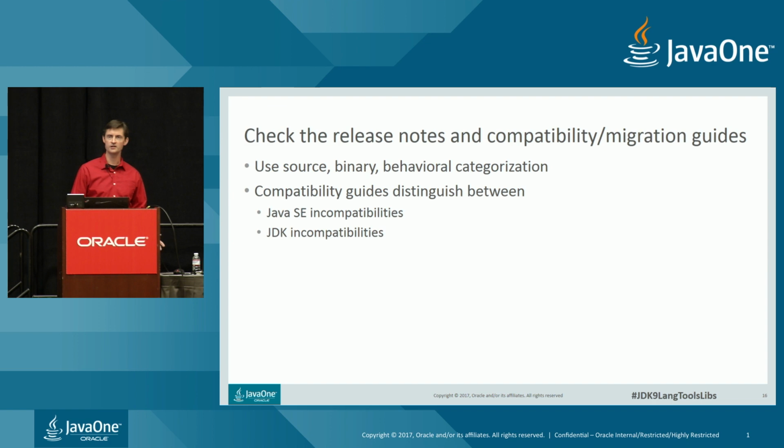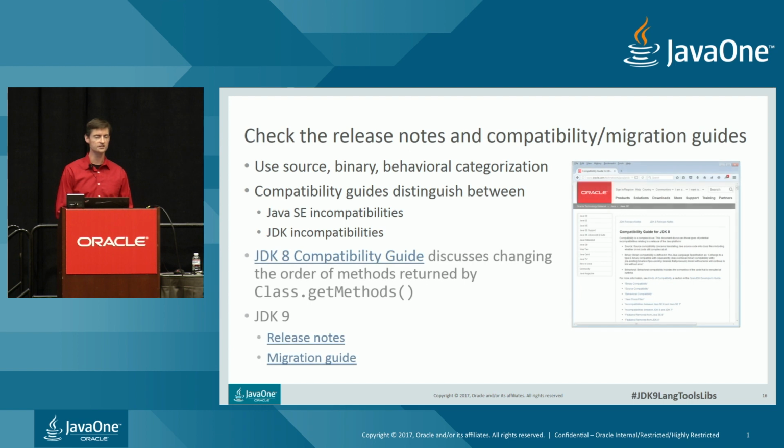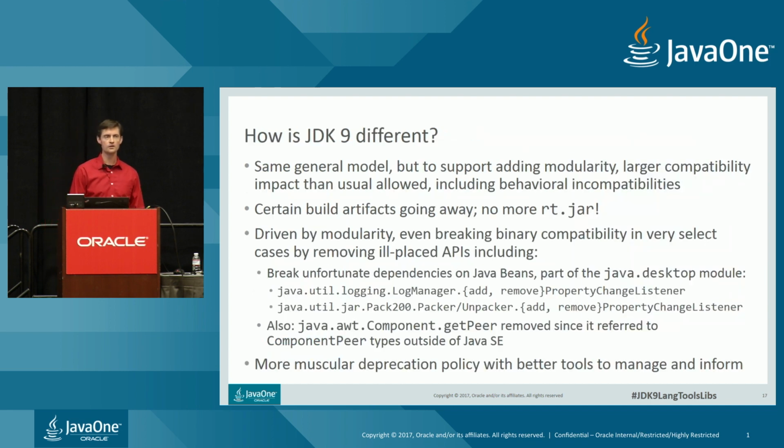So this is the terminology for compatibility that's used in the JDK 8 and JDK 9 release guides and compatibility documents. So I recommend you look at those when you look to migrate to those releases. So how is JDK 9 different? JDK 9 follows this same model of looking after compatibility, but to support modularity, a larger compatibility impact than usual was allowed, including some notable behavioral incompatibilities. For example, if you're using a tool that assumes the existence of rt.jar, you'll have to update to a newer version of the tool that doesn't rely on that because rt.jar has gone away.